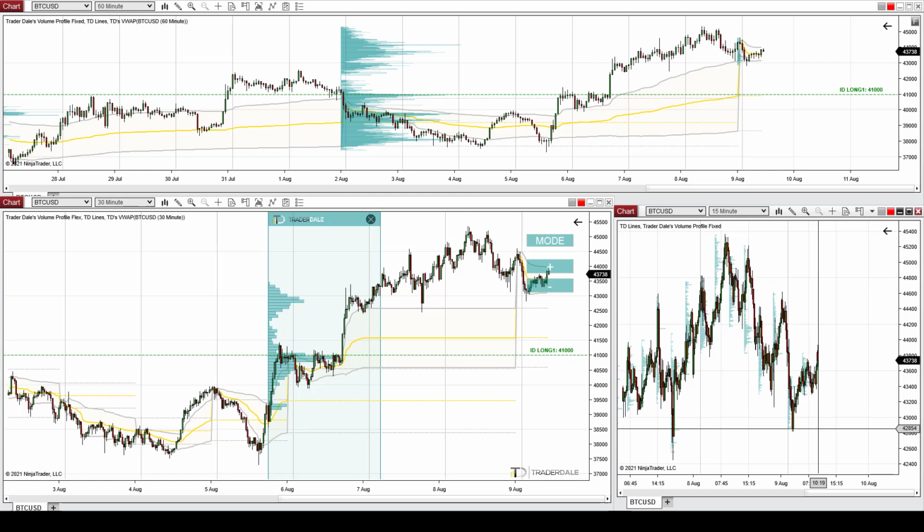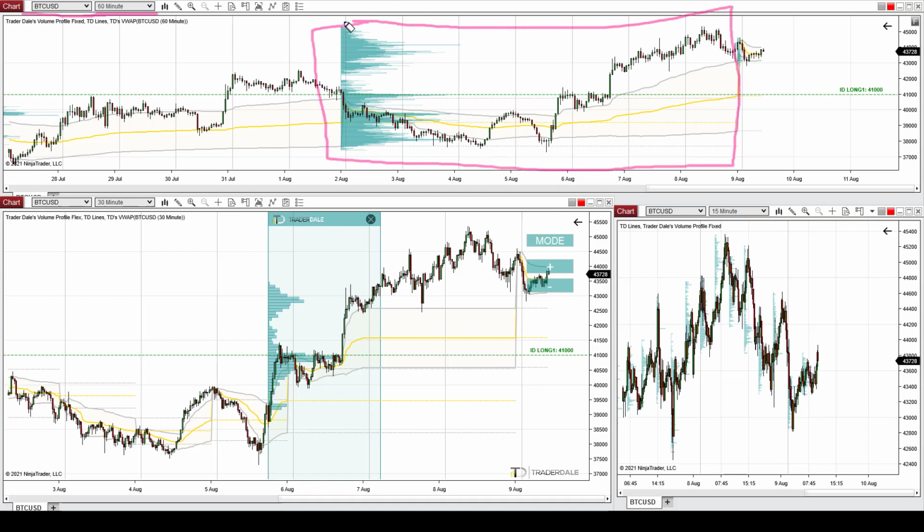So the first trading idea is on Bitcoin, and it is a day trading idea. What you see before you, those three charts, are all Bitcoin charts. They are linked, so they always show the same trading instrument. The chart at the top is a 60-minute chart, which shows how volumes were distributed throughout the whole week. So this is the weekly volume profile that shows the weekly volume distribution.